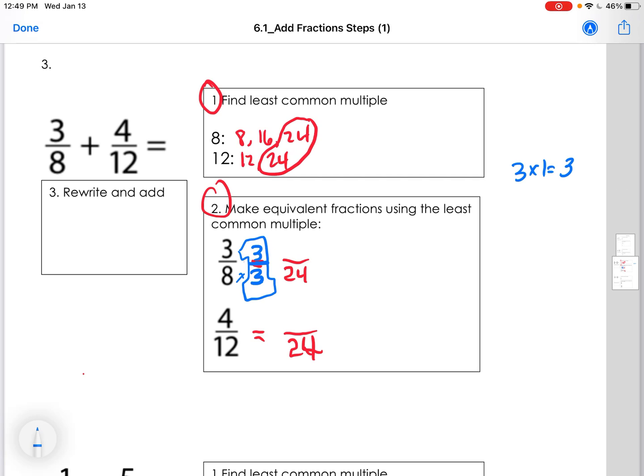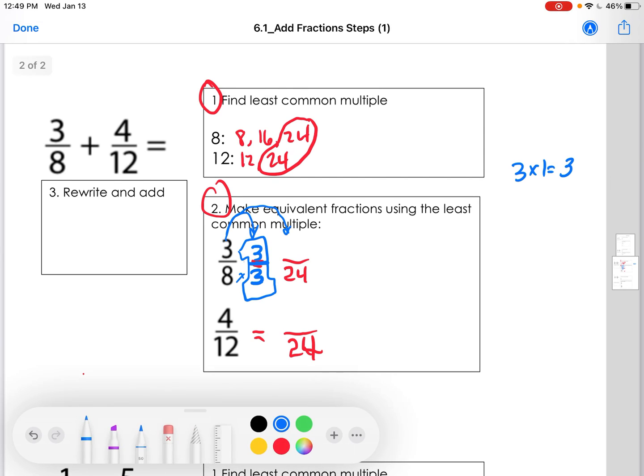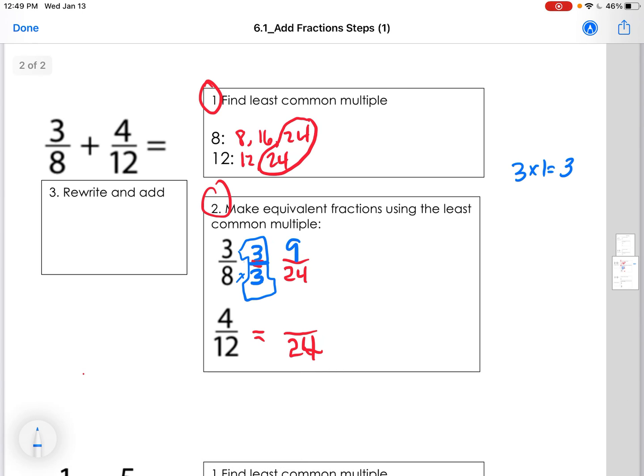3 times 1 is 3. So when we multiply 3/8 by 3/3, we're going to get an equivalent fraction, a fraction that is equal to 3/8. So 8 times 3 is 24. So 3 times 3 is 9. So our equivalent fraction to 3/8 is 9/24.